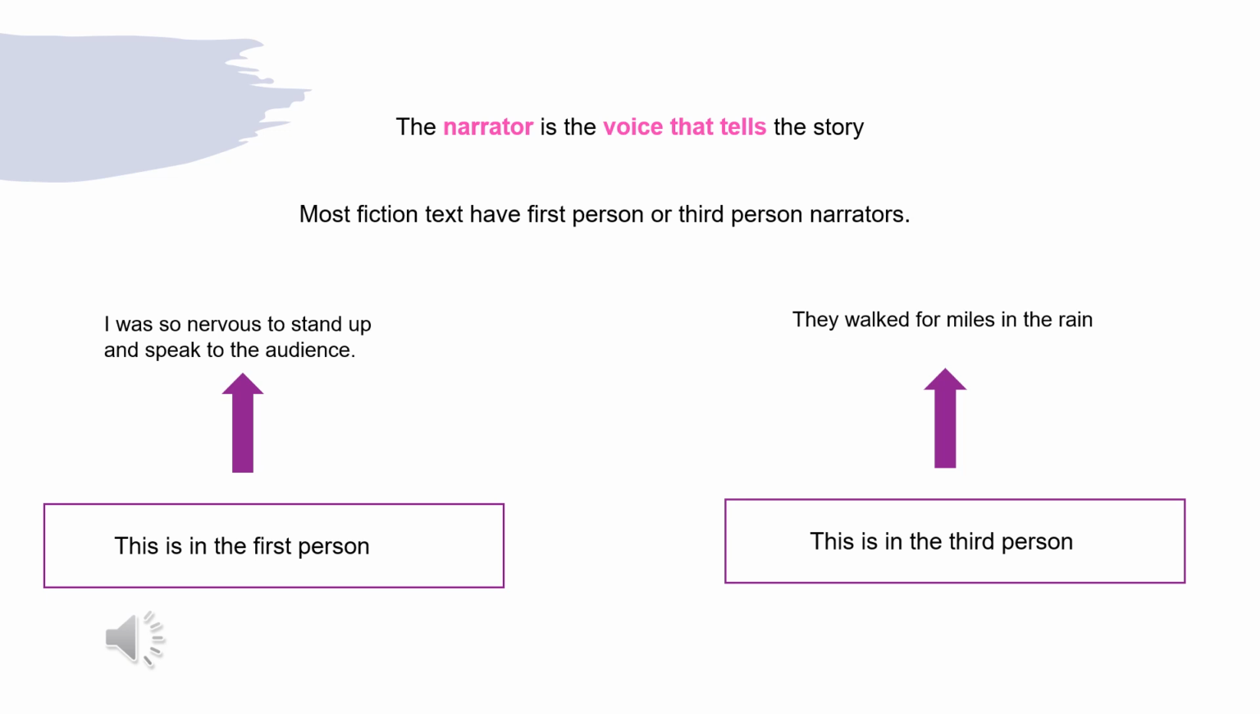I was so nervous to stand up and speak to the audience. This is in the first person. They walked for miles in the rain. This is in the third person. A story that uses he or she or they has a third-person narrator. They tend to give a wider view of the story than first-person narrators and often tell the reader about lots of different characters.